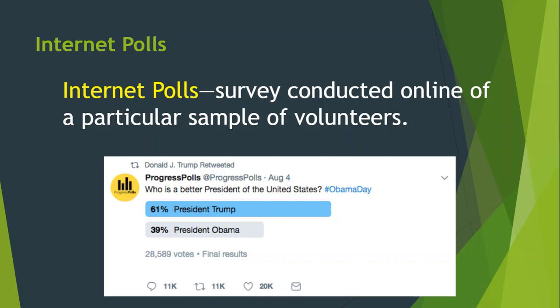Internet polls are another kind of poll that you actually may have taken yourself. So it is what it sounds like. Again, it's a survey conducted online of a particular sample of volunteers. And really, it is completely voluntary, right? You just see it kind of pop up. Maybe you're on foxnews.com and you see a poll. Maybe you follow Donald Trump and you see a poll on Twitter or something like that. You are opting in to take this poll whenever you want.